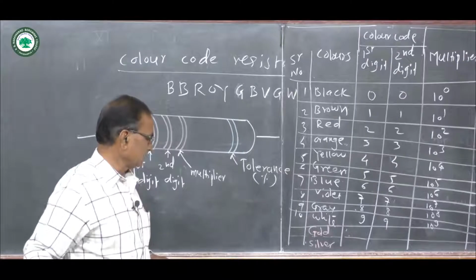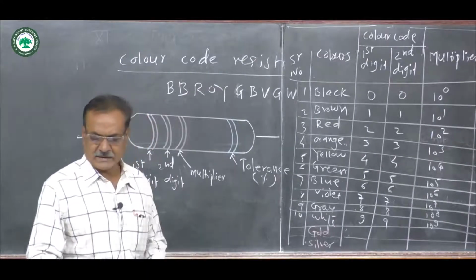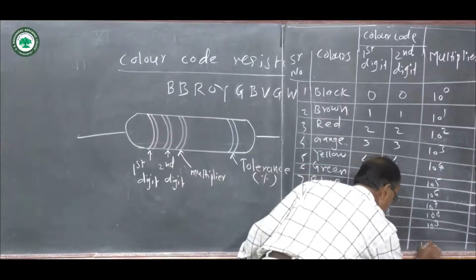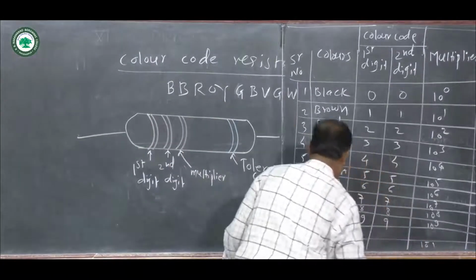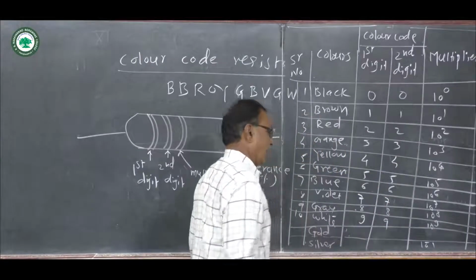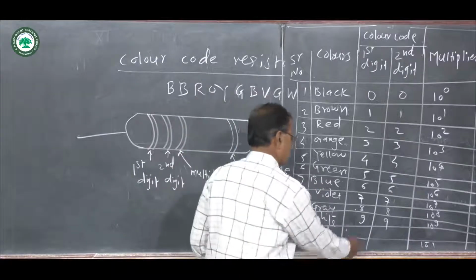For silver there is 10 raised to minus 1, and no color denotes 10 raised to minus 2 multiplier. But now there is no color code digit.